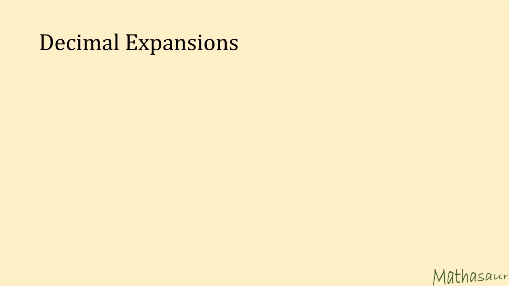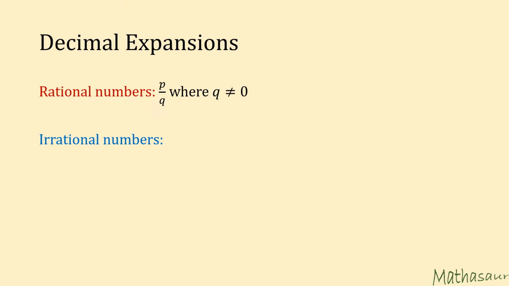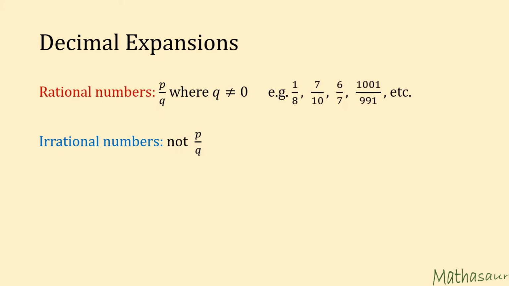Today let us look at decimal expansions. We already know about rational and irrational numbers. Let us recall rational numbers. They are of the form p upon q, where q is non-zero. And irrational numbers cannot be expressed as p upon q. Let us look at a few examples.